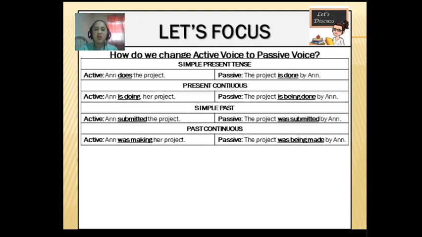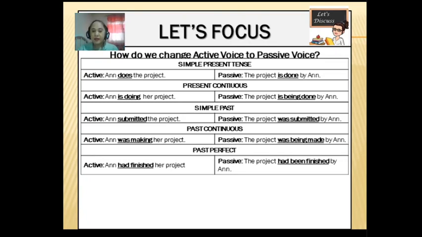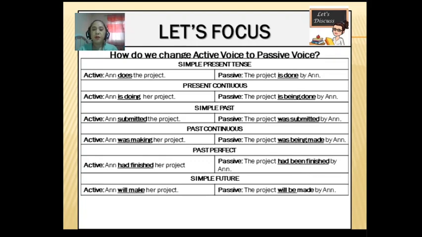We also change active to passive in the past perfect tense. Example, Anne had finished her project. The project had been finished by Anne. Take note that since it's a perfect form, we have to use the word had plus its past participle. In this case, we also change the verb, but we add the verb be, which is been. You understand? Now, in the simple future, Anne will make her project. In the passive, we say the project will be made by Anne.